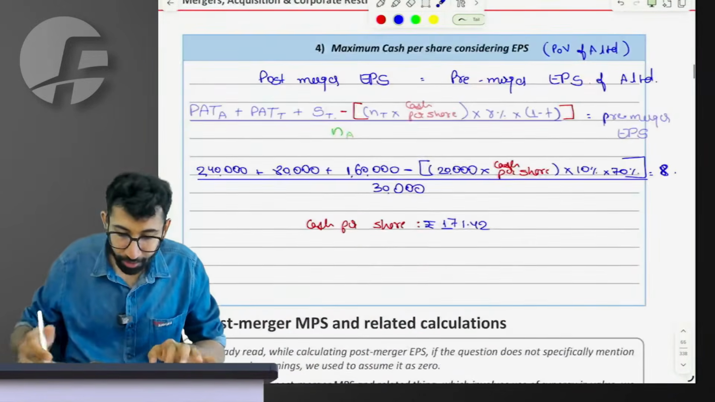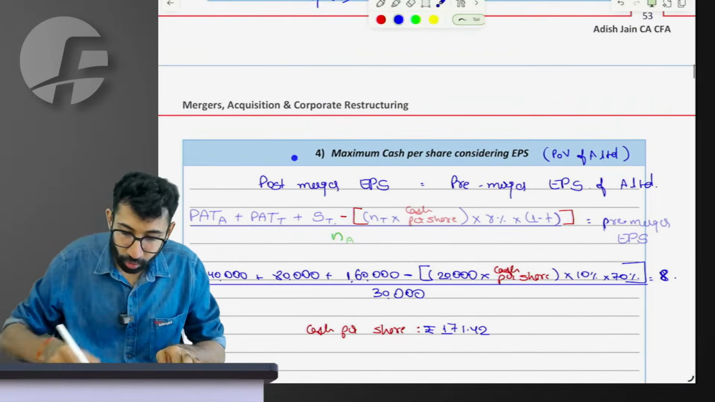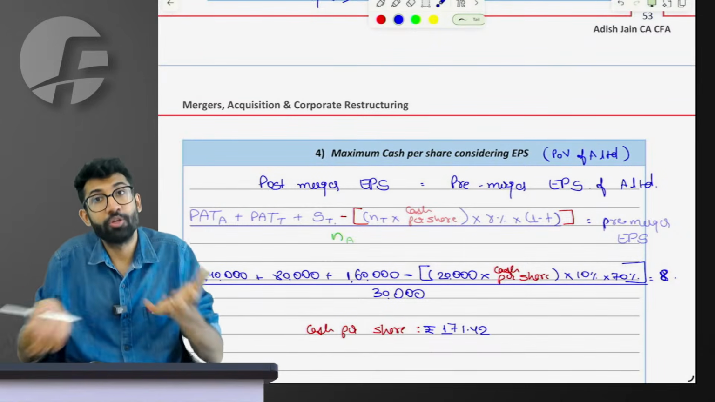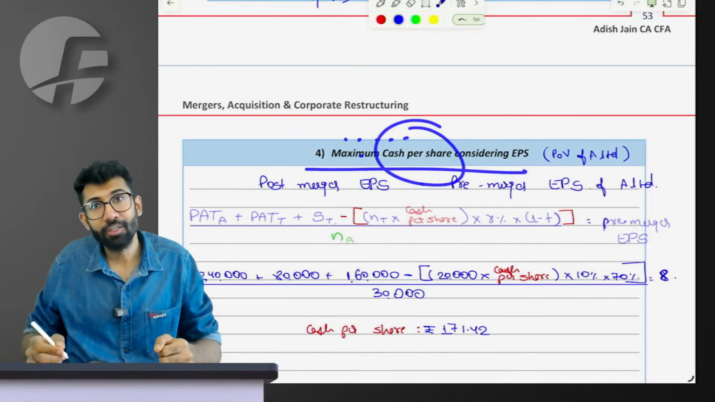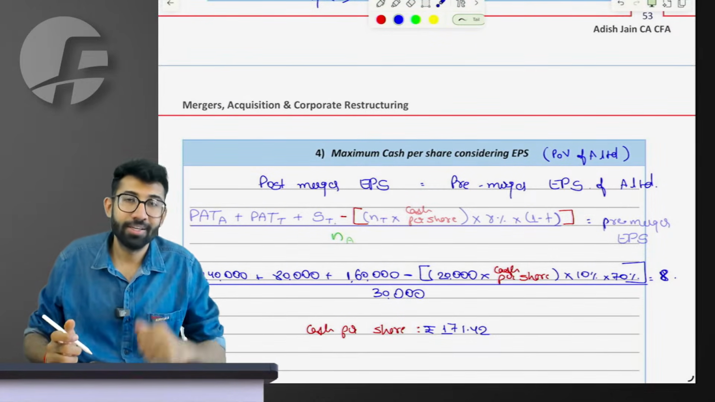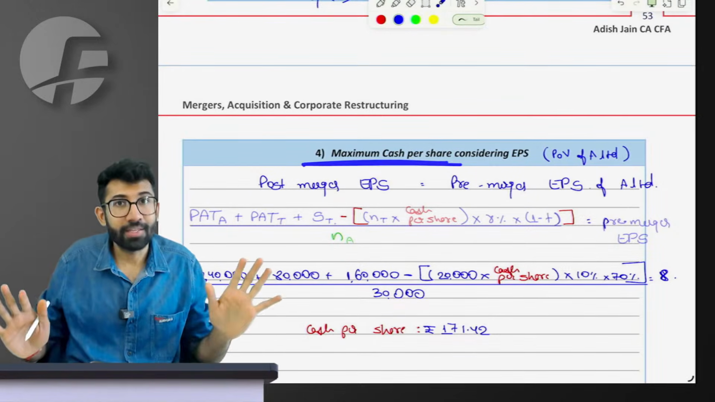Now I'm going to teach you maximum. Can you tell me who tells us the maximum cash per share? See, this time it's not the maximum exchange ratio because the deal is a cash deal. So obviously I'll have to think of maximum cash per share. But you know what is the best part? Who thinks maximum, acquirer or target? Sir, acquirer.